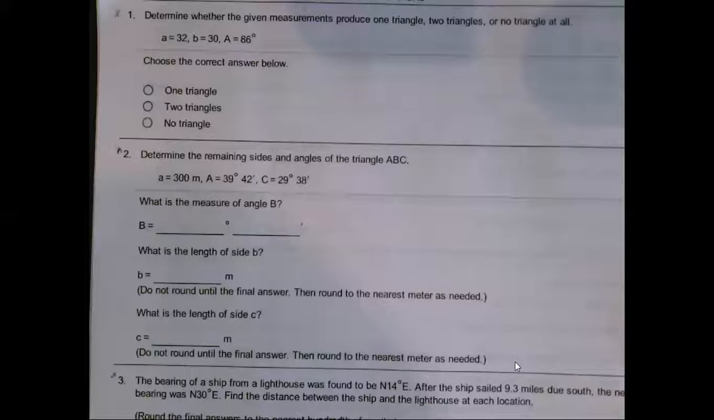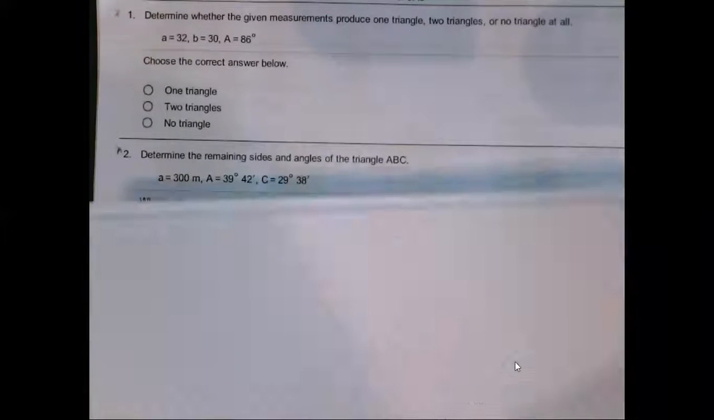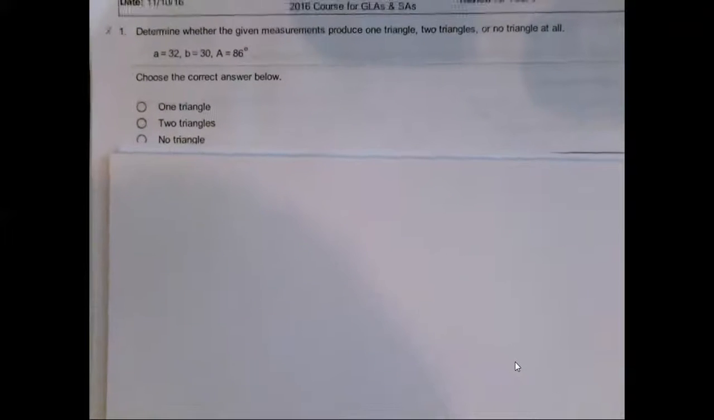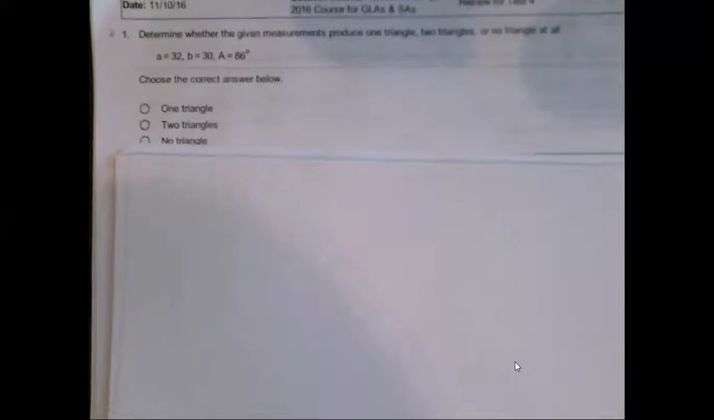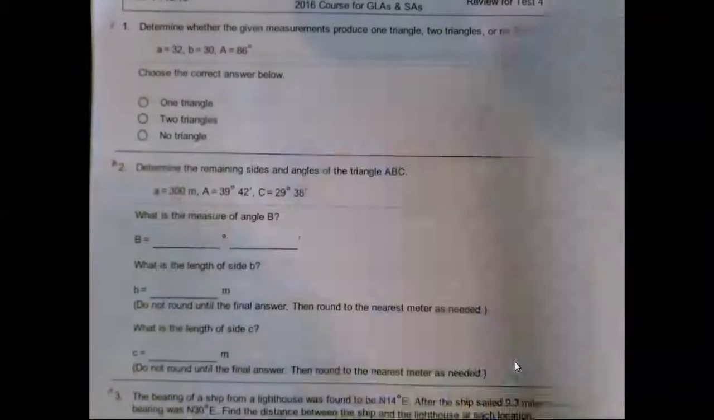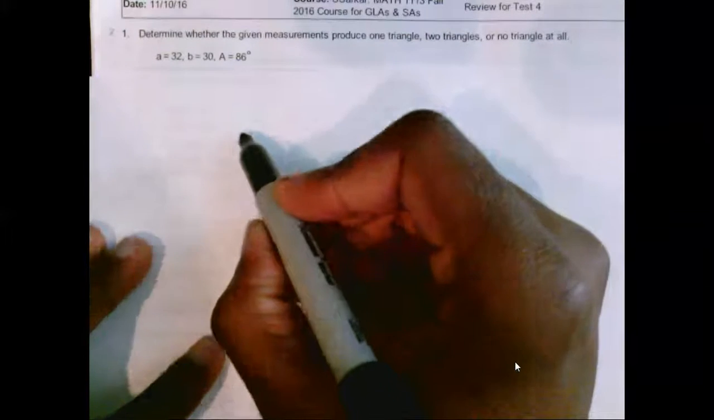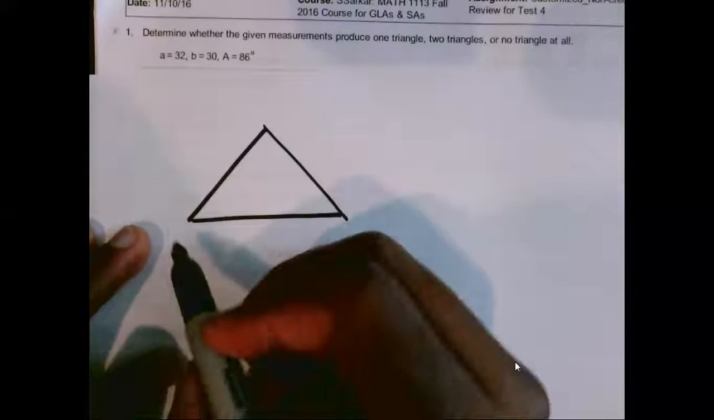In this video, I'm going to do problem 1. Determine whether the given measurements produce 1, 2, or no triangles. The question asks us to determine the number of triangles. They gave us some measurements, so I will start by drawing a triangle and labeling it A, B, and C.